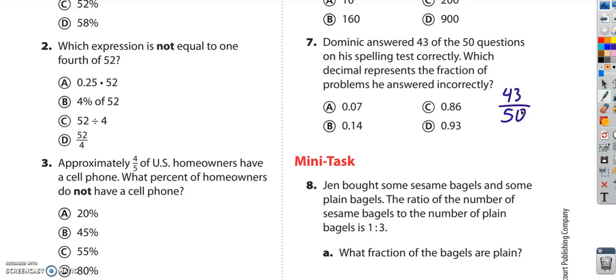And what we've taught you all year was percent means out of 100, so we're simply going to multiply by 2, and you would get 86 over 100, which is 86%. And the only trick here is then we have to write this as a decimal. Well, 86 hundredths simply means an 86 in the hundredths place, which is the same thing as 0.86. The answer is C. All right, the mini task. Let's go ahead and check out question number 8.